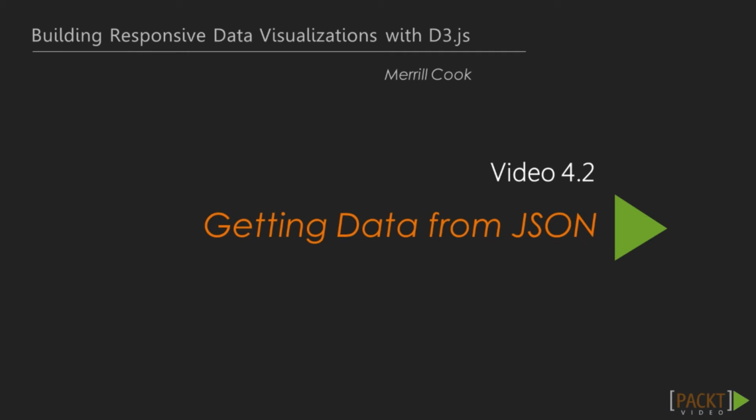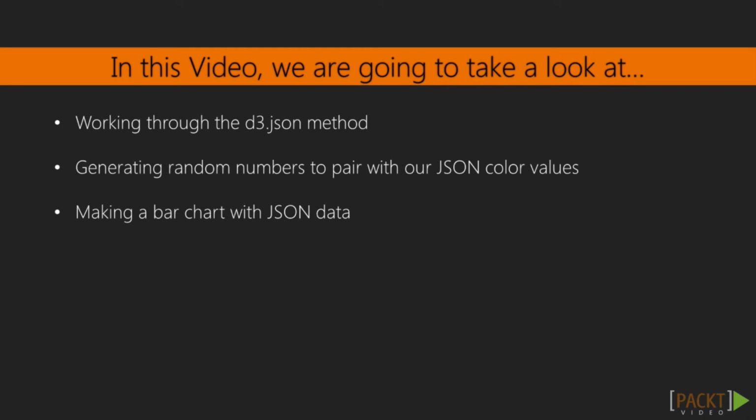Welcome to Section 4, Video 2, Utilizing JSON Data. In the previous video, we covered utilizing CSV files as an external data source for D3 visualizations. In this video, we'll work through the D3.json function, accessing a JSON file that contains color values. We'll then generate random numbers to pair with our color values, and eventually apply the pair to a bar chart.